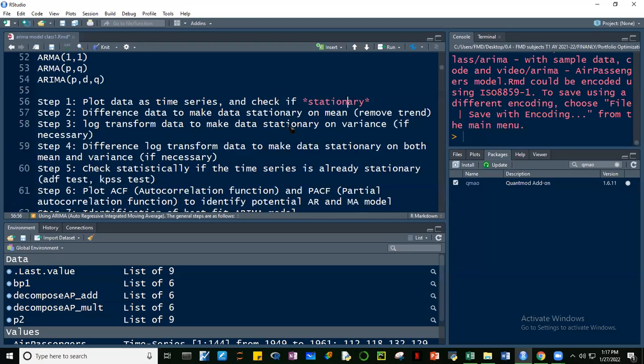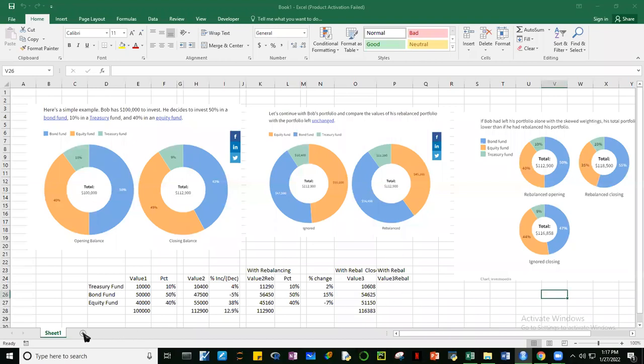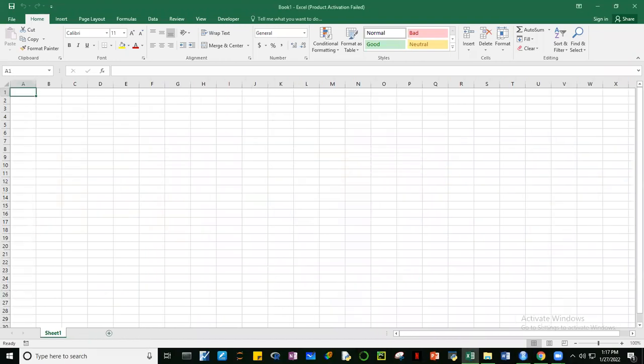Sabi ko nga, may series tayo, no? Y sub t. Ano lang sa Excel para clear lang, no? Kunyari may series tayo, kunyari 45, 48, 52, 54. Okay? So this is your time series.